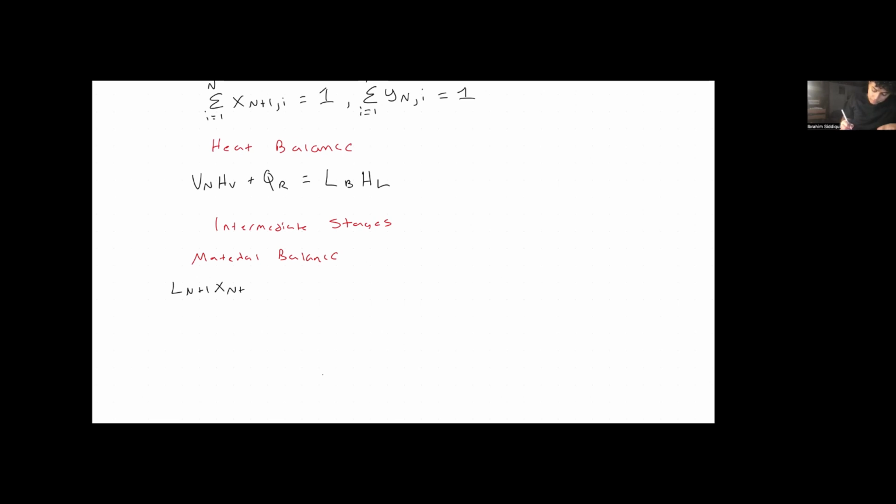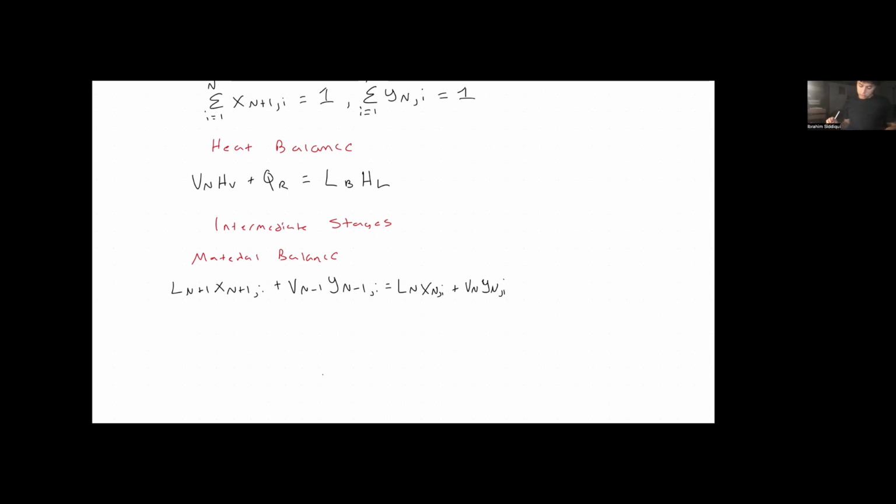Yeah, stage n plus 1 at component I, sorry. And this is going to be added to our vapor flow at stage n minus 1 multiplied by our vapor composition at stage n minus 1 at component I. And then this is going to be equal to our liquid flow at stage n multiplied by our liquid composition at stage n at component I plus our vapor flow at stage n multiplied by our vapor composition at stage n as well as component I.